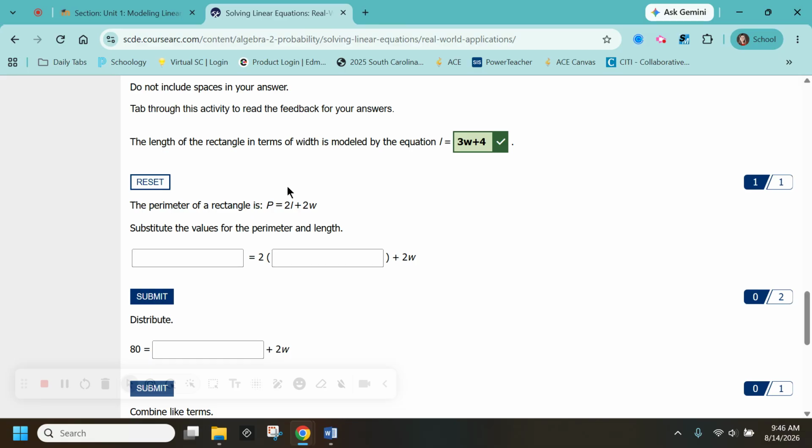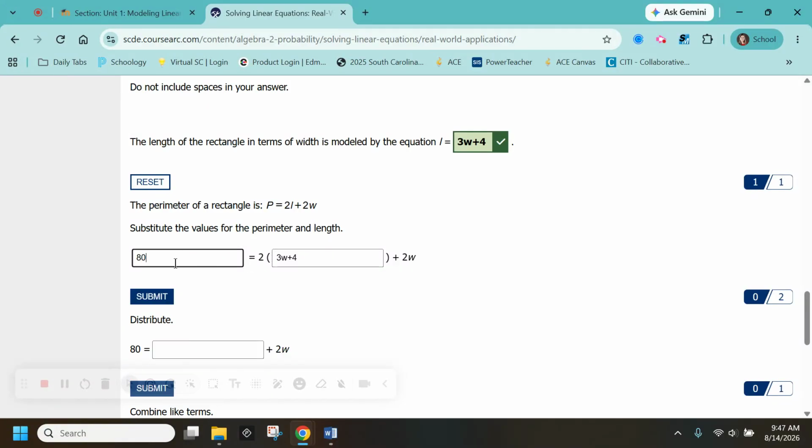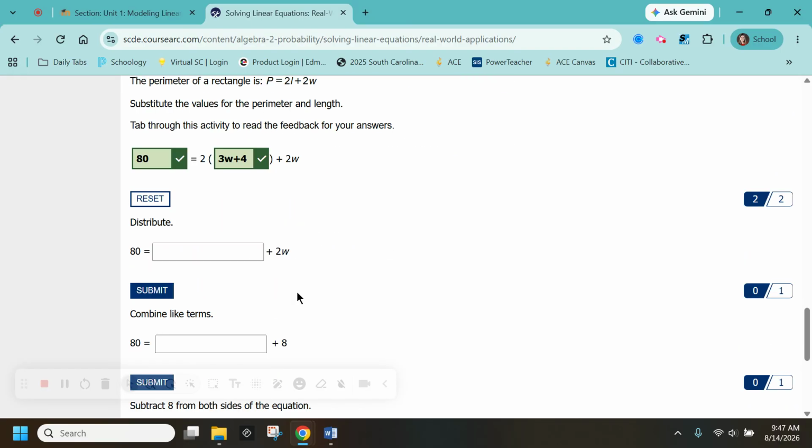And so now that we know that the length of the rectangle is 3W plus 4, we can substitute that 3W plus 4 into our perimeter formula for L. So I'm going to put that there. And then we know that the total perimeter, so P, is 80. So I'm going to put 80 in this box. Then we'll go ahead and distribute. So notice that they've brought the 2W down. We're not combining like terms yet. We're just distributing. So 2 times 3W is 6W, and 2 times 4 is 8.